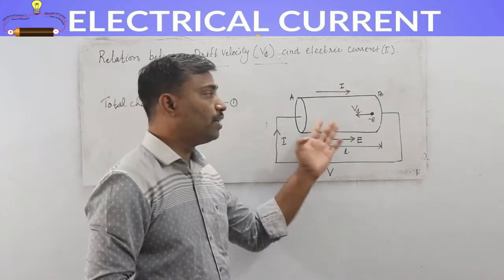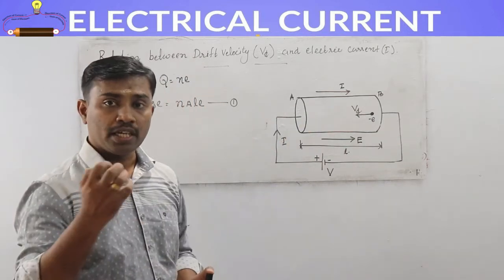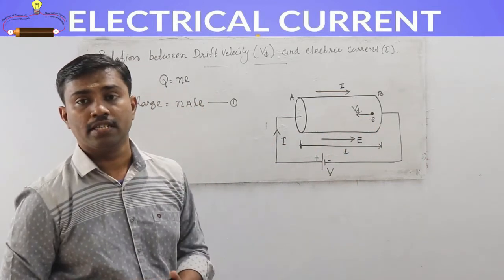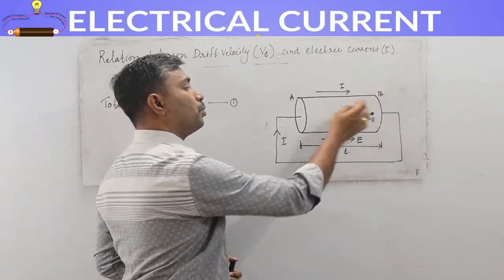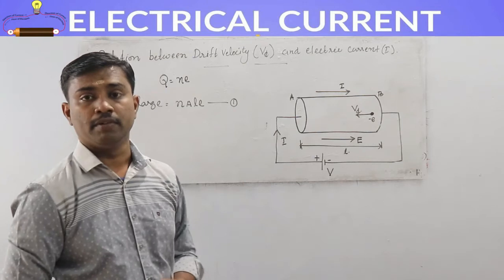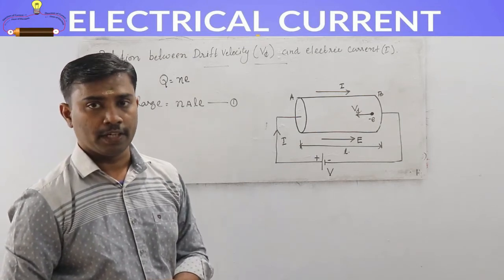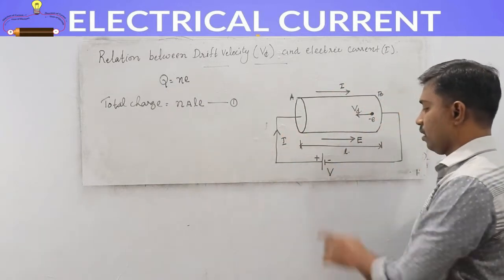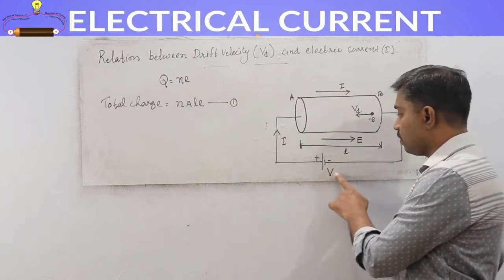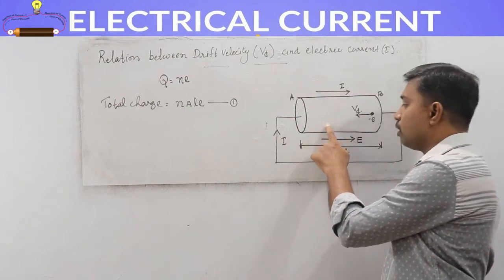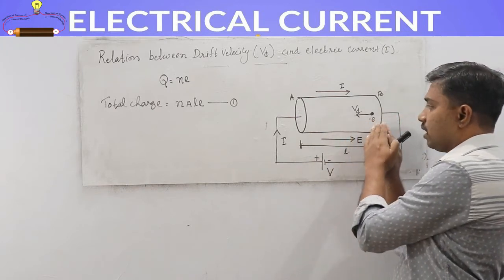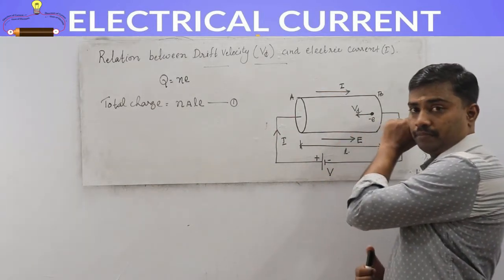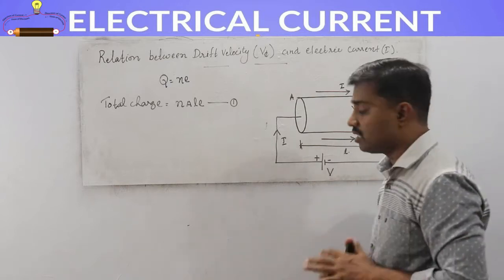So an electric field is set up inside the conductor. Due to the electric field, the electrons inside the conductor are accelerated from B to A with a velocity Vd. So we apply a potential V between the ends of the conductor. Due to the presence of this potential, an electric field is set up inside the conductor. Due to this electric field, electrons inside the conductor will accelerate towards the positive end with the velocity Vd. Vd is the drift velocity.